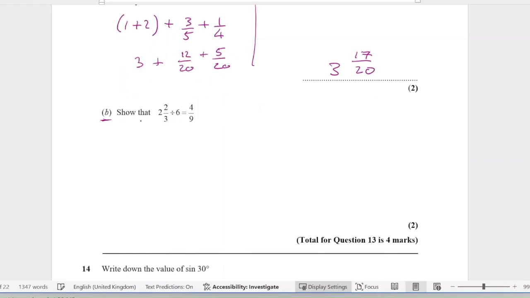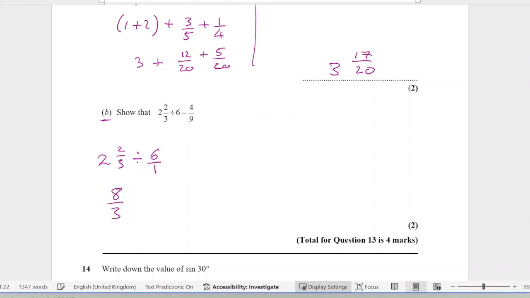Okay, part B, show that 2 and 2/3 divided by 6 is equal to 4 over 9. So I'm going to rewrite this slightly differently. I'm going to say that that's 2 and 2/3 divided by 6 over 1, just because I'm more comfortable with showing how you divide by fractions, and 6 would be equal to 6 over 1. Then when I'm adding, I can take that shortcut and keep them as a number part and a fraction part. For dividing or multiplying, I can't. So I need to convert this to being an improper fraction. So 2 times by 3 is 6, plus 2 is 8. So that's 8 over 3.